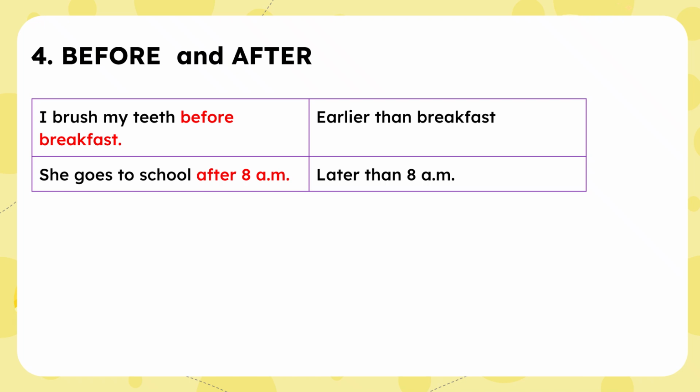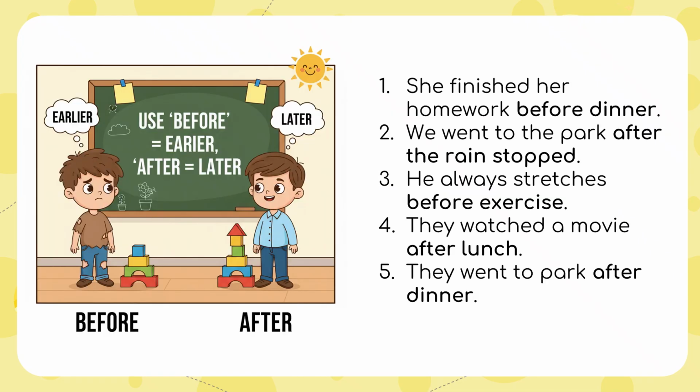The next one is before and after. It is easy for you to remember. Before means something is before the time, and after means something after the time. So I brush my teeth before breakfast, earlier than breakfast. She goes to school after 8 a.m., later than 8 a.m., not before that. So it is easy to remember before and after.